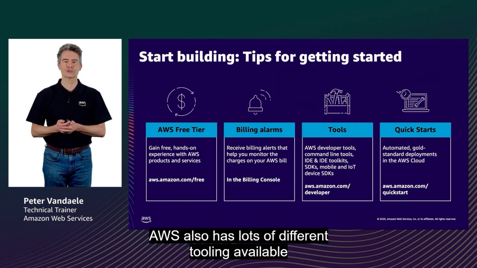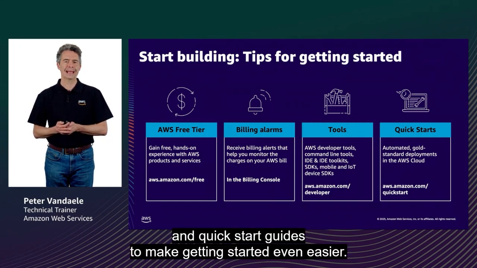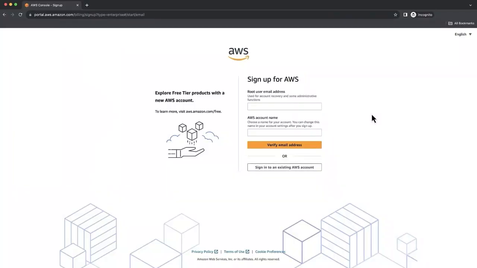AWS also has lots of different tooling available and quick start guides to make getting started even easier. Let me help you get started by showing you how to create an AWS account, set up a billing alarm, and create a resource that qualifies for the free tier. Search on the web, create an AWS account, and you should find a link that brings you to this page. Once you fill out your details and create the account, you can then log into the AWS Management Console.